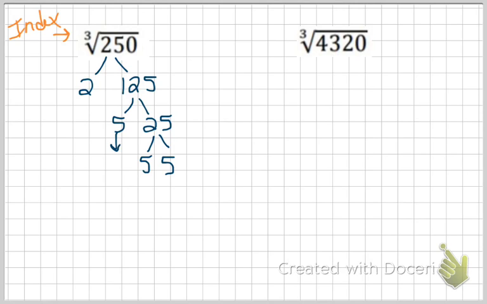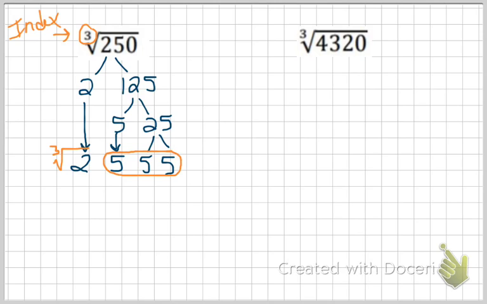So before I start circling groups, I'm bringing everything down. And remember, the index is a 3, so that means we're going to have to group in 3s. So all these 5s belong in one group, and there's 3 of them. This 2 does not belong to a group, so it's going to get stuck inside the cube root.